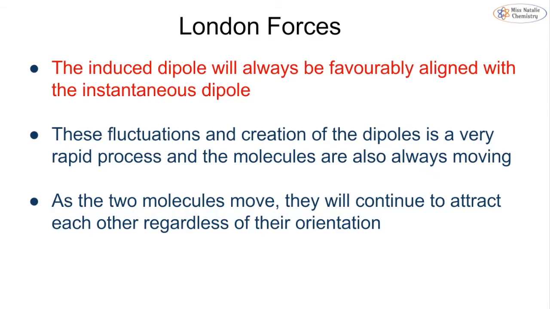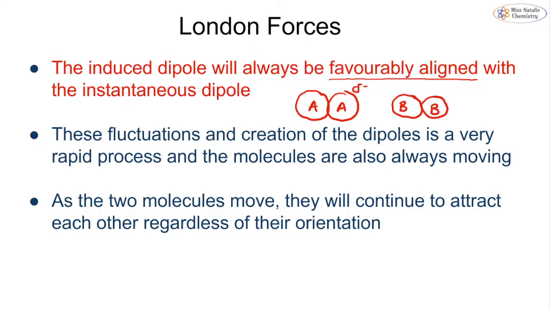Now, the induced dipole will always be favorably aligned with the instantaneous dipole. That means that of molecule A, so if this is A, and that is delta negative, the induced dipole that is in B will be delta positive. Or vice versa. If A is delta positive, then B would be delta negative. They will always align with each other.